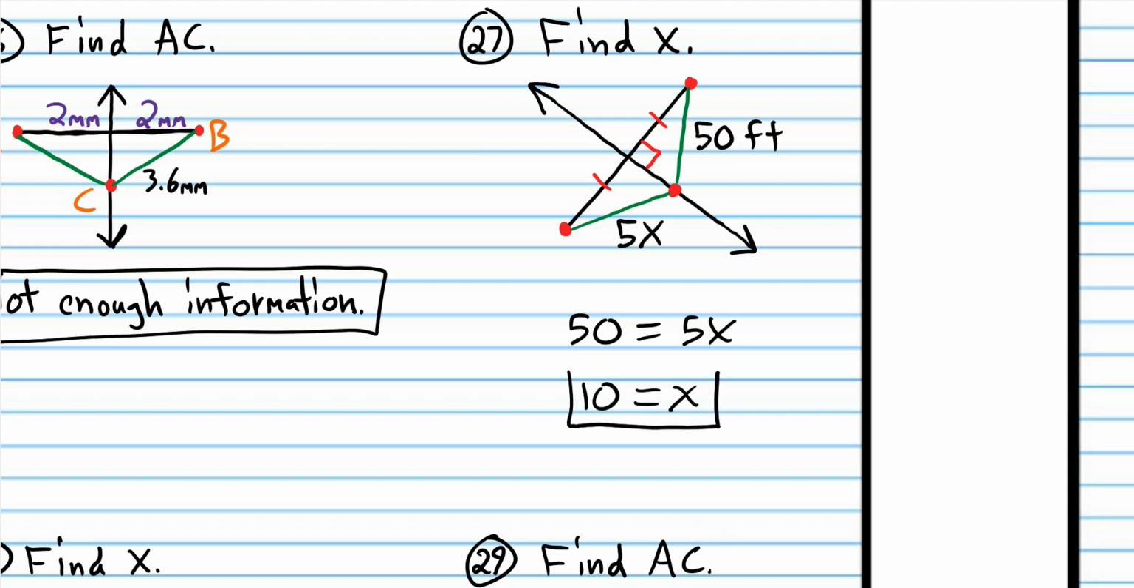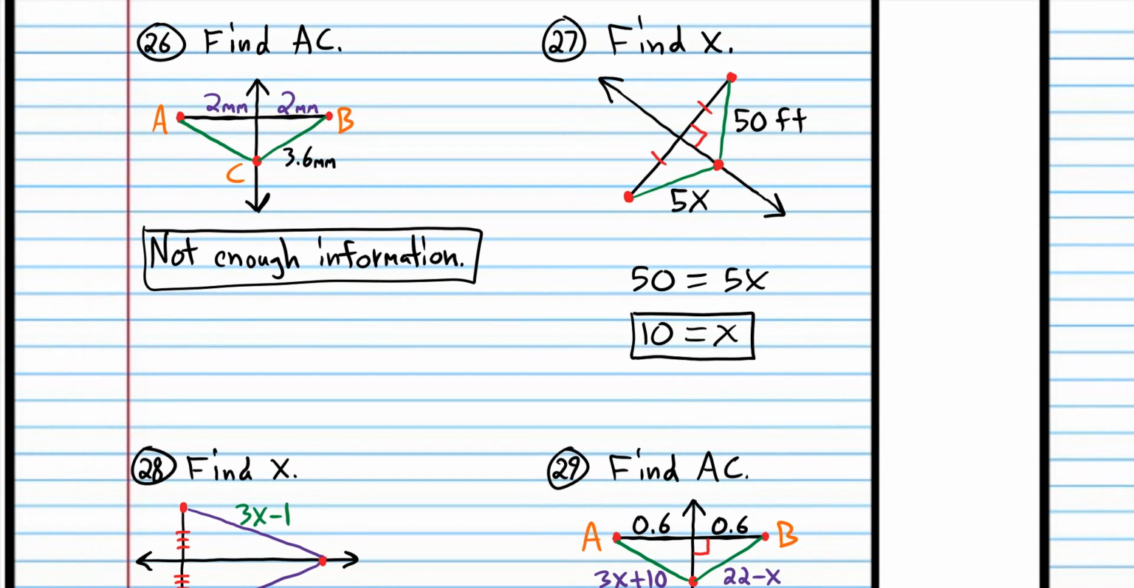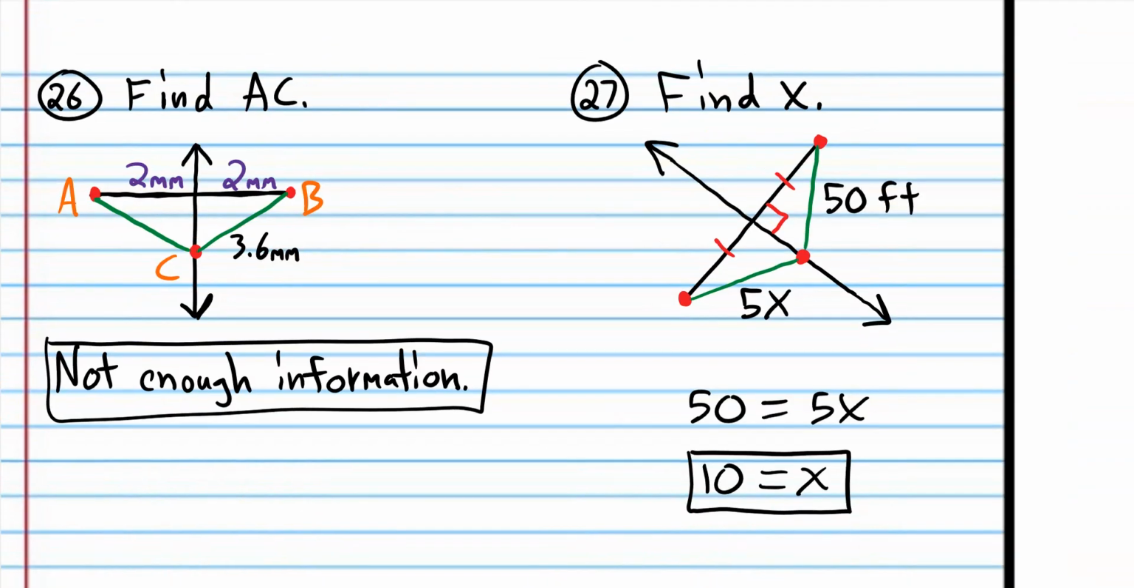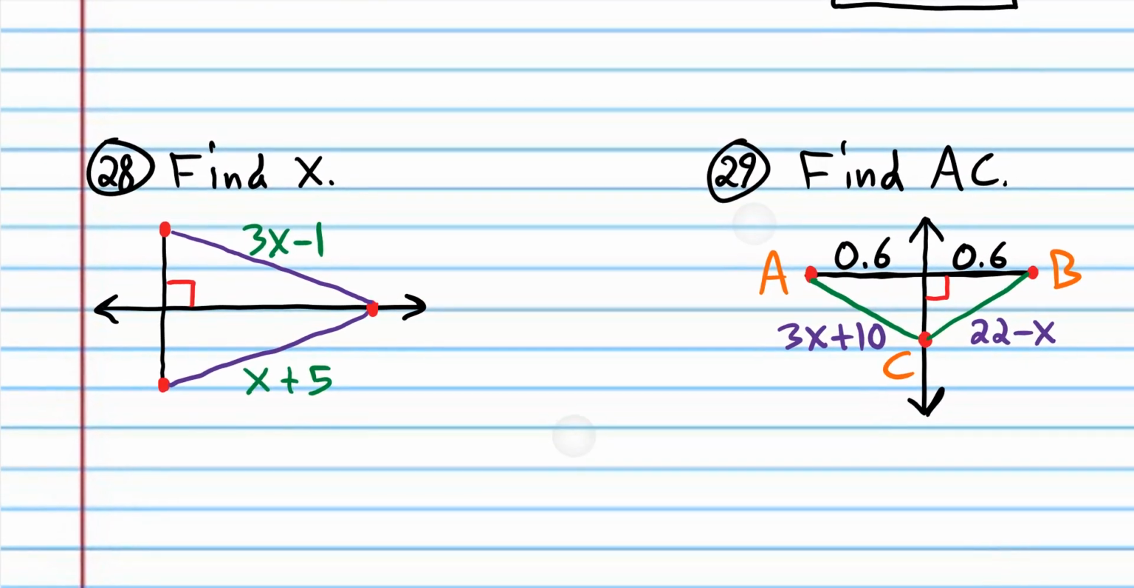So if you got 10, good job. If you didn't get 10, that's okay. Just figure out what you did wrong and go back and fix your mistake. All right, let's try the next problem. Try number 28, and when you come back, we'll do it together.